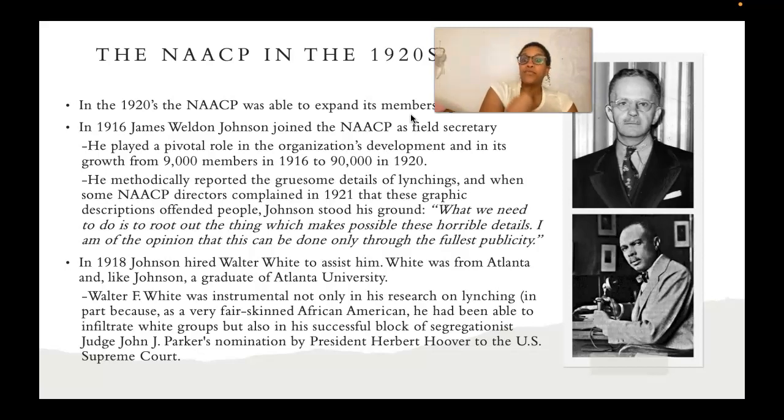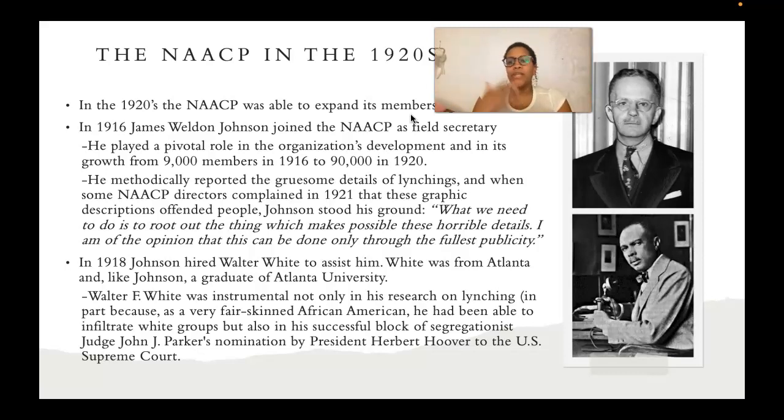And he played a pivotal role in the organization's development and in its growth, right? So in 1916, the NAACP had about 9,000 members, but then in 1920, they had 90,000. And he was able to methodically report some of the gruesome details of lynchings, and so you have some of these directors of the NAACP complaining about Johnson's gruesome detail when describing lynching.